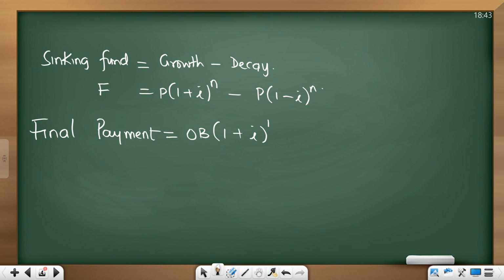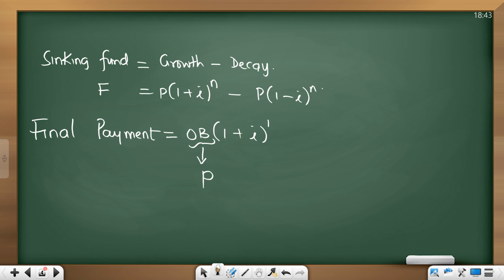Take note. Outstanding balance times (1 plus i) to the power of what? 1. And this outstanding balance, this is what makes financial maths very interesting. It's just connected everywhere. So first you calculate the what? Outstanding balance. How do you get the outstanding balance? Use the P formula. Is that okay? Bring that value there and say 1 plus i to the power of.